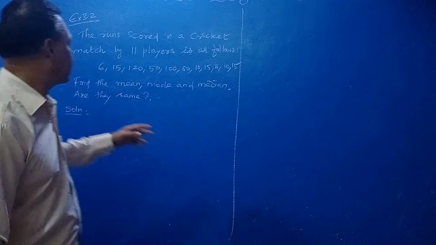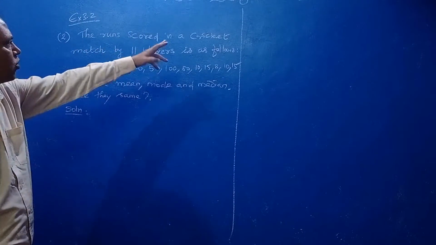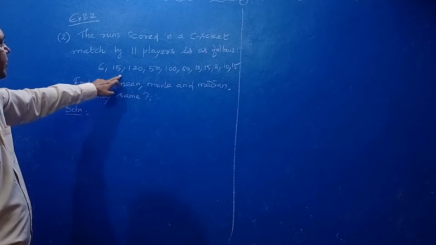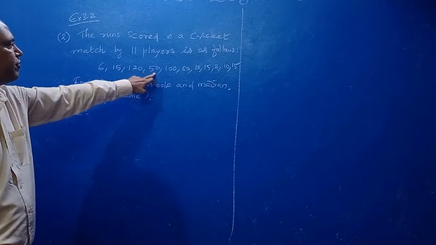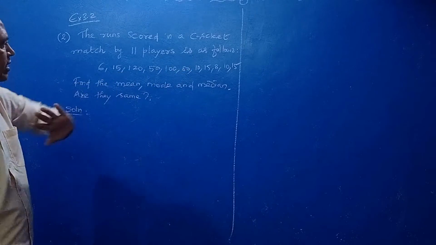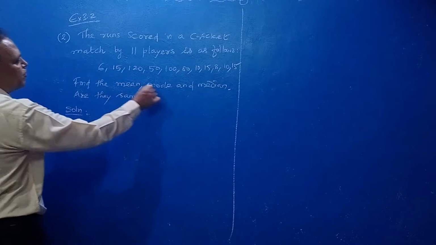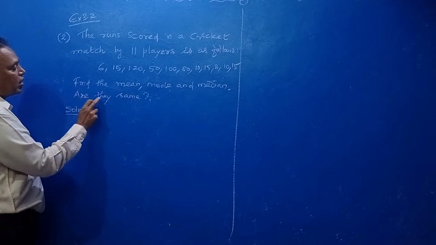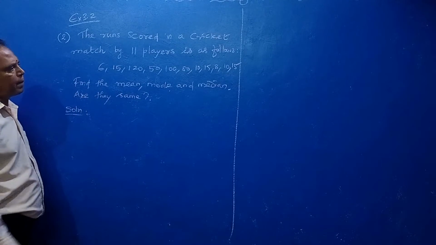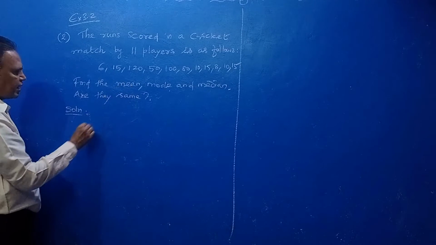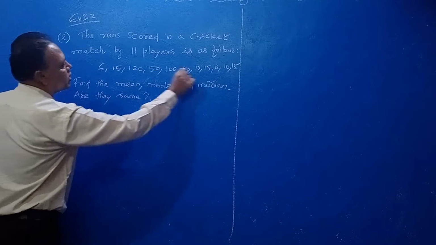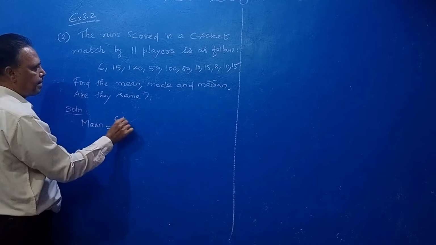Now we will see the exercise problem. The runs scored in a cricket match by 11 players are as follows: 6, 15, 20, 120, 50, 100, 80, like the data given. Find the mean, mode and the median. Then after finding, you have to check whether they are the same. Clear? So first we find the mean. Mean is nothing but the sum of all the observations divided by the number of observations.